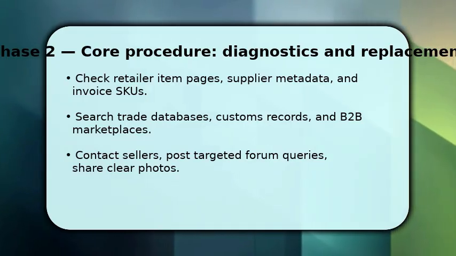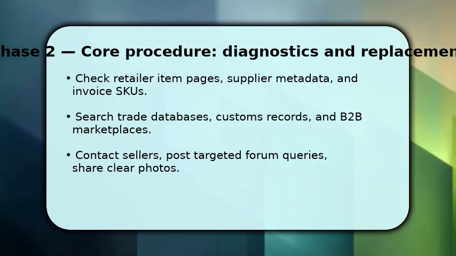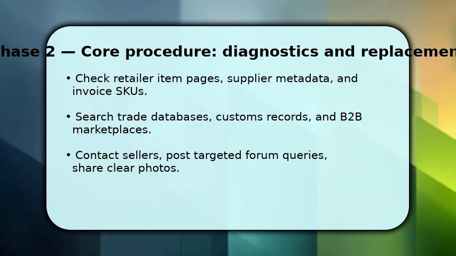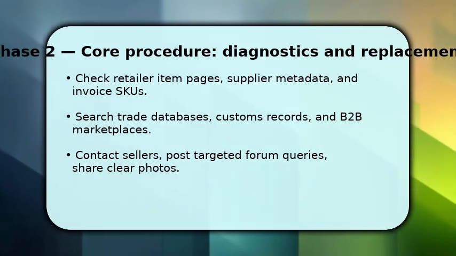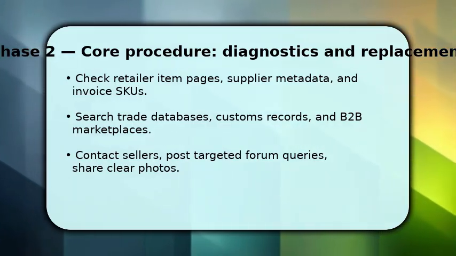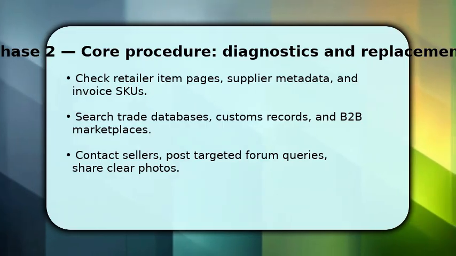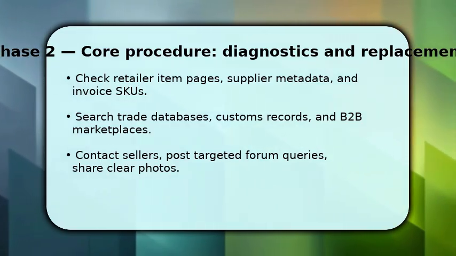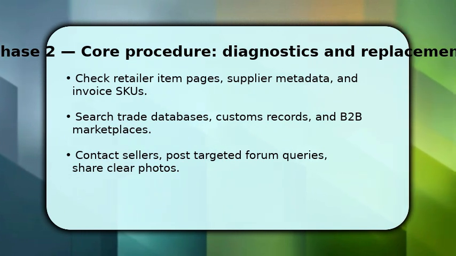Then query trade databases and customs records to link HS codes to manufacturers, and scan B2B marketplaces for identical OEM listings. At the same time, contact sellers and post detailed photos in niche forums and LinkedIn groups. Community insiders often spot tooling or batch marks. Make sure to compare part tolerances and materials to confirm them.